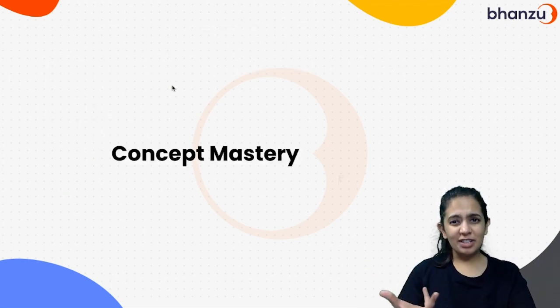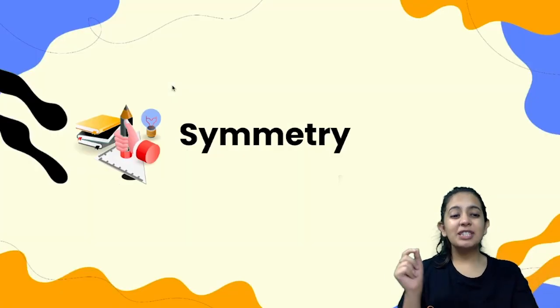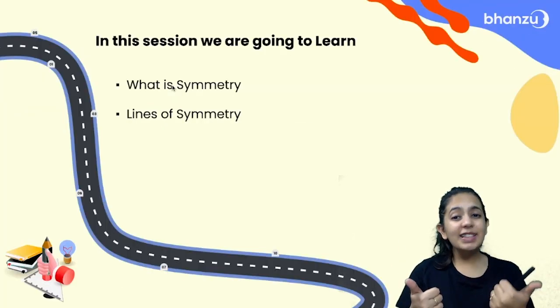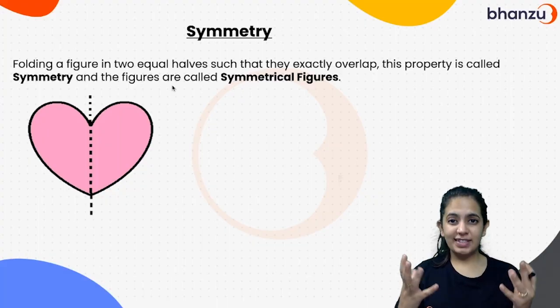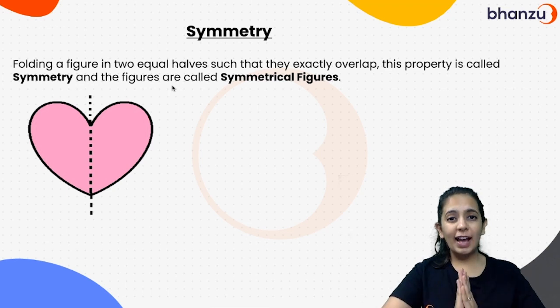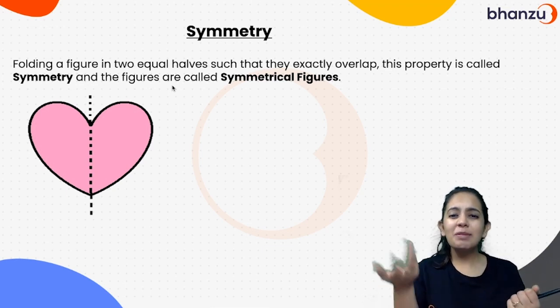But wait, what is symmetry? That's what we are going to explore in today's class. So let's get started with symmetry. What is symmetry? What are the lines of symmetry? So my dear, folding a figure in two equal halves such that they exactly overlap, this property of the figure is called symmetry. And such figures are called symmetrical figures.